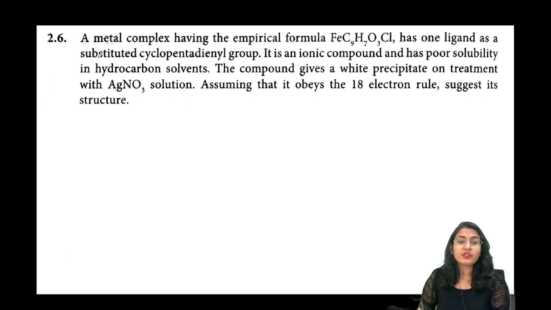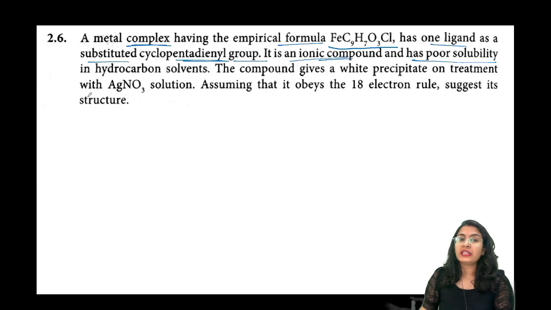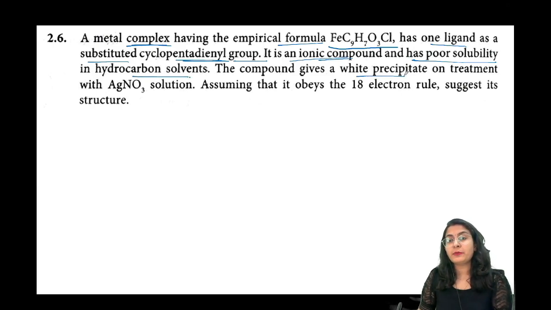Now let's move onwards to a question. A metal complex having an empirical formula FeC9H7O3Cl has one ligand as substituted cyclopentadienyl group. It is an ionic compound and has poor solubility in hydrocarbon solvent. The compound gives a white precipitate on treatment with AgNO3 solution. Assuming that it obeys the 18 electron rule, suggest the structure.